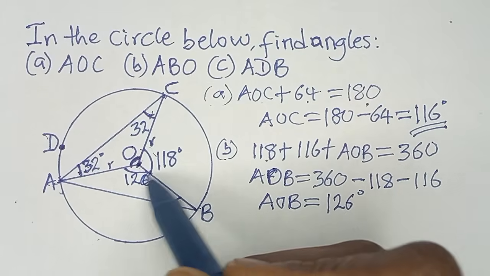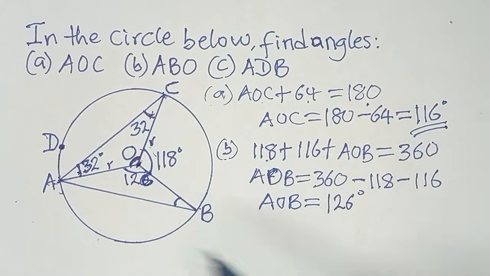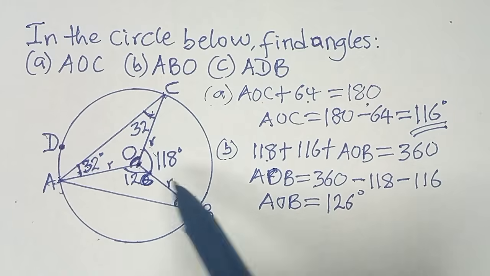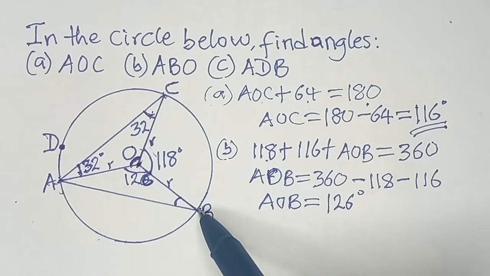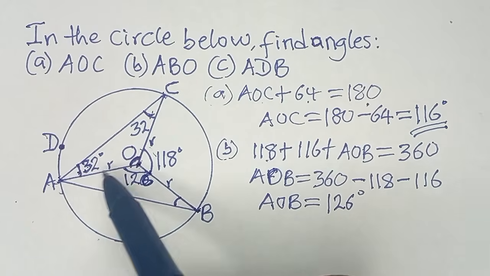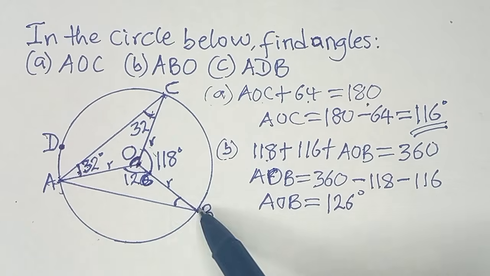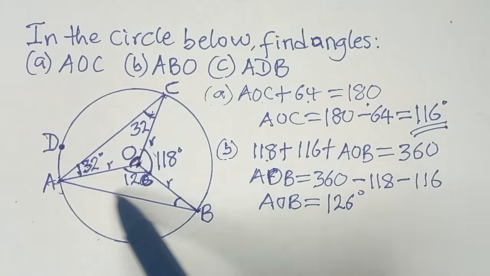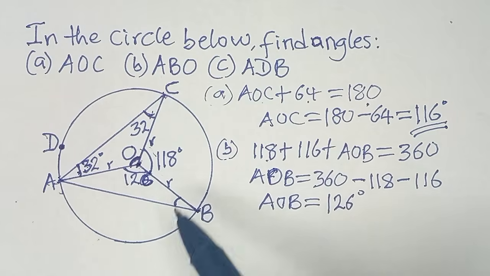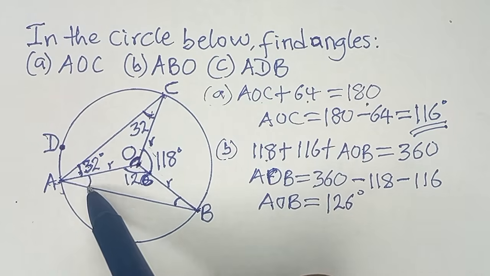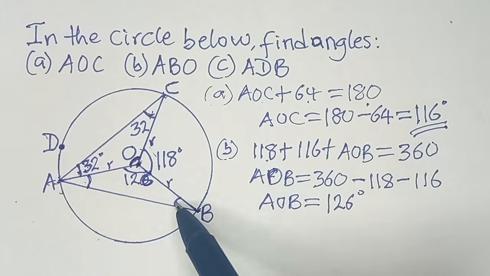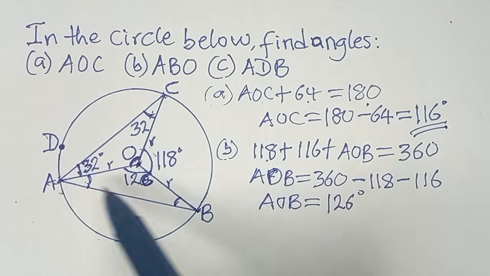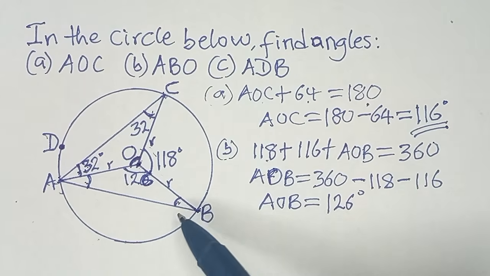Now that we have 126, don't forget that this is also an isosceles triangle. From the center to the circumference is the radius. So this is R, this line is R, and this line is also the radius R. AOB is also an isosceles triangle. That tells us that these two base angles are equal because the base angles of an isosceles triangle are equal.